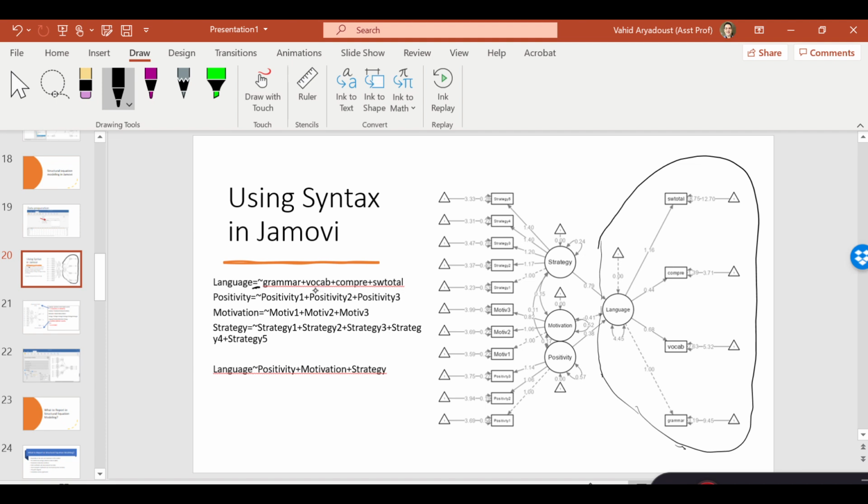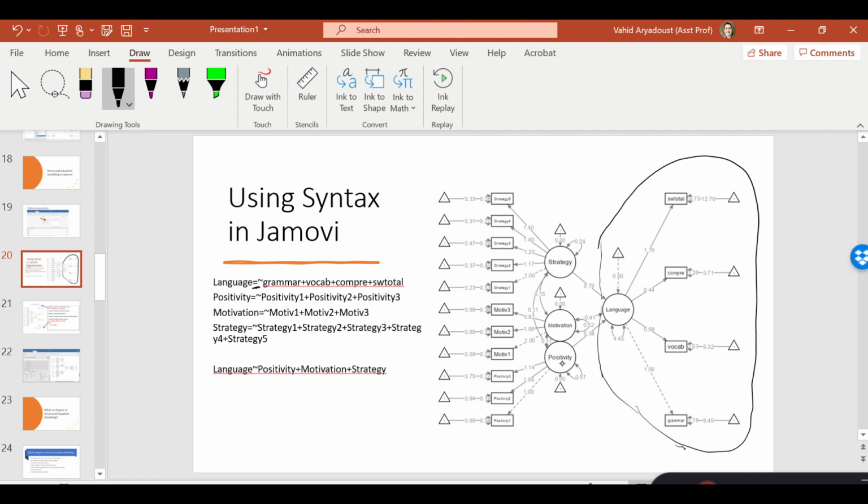So what you can do is pause the video at the moment and go to your own data set and find out the first latent variable that you want to measure, if it's language or anything else. Express it in exactly the same way. So the latent variable on the left-hand side equals tilde, the indicators or the items that are already there in your data sheet. So in this case, I've got grammar plus vocabulary plus compre plus writing total.